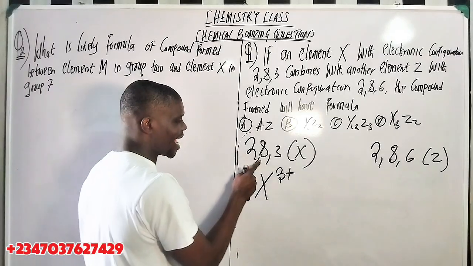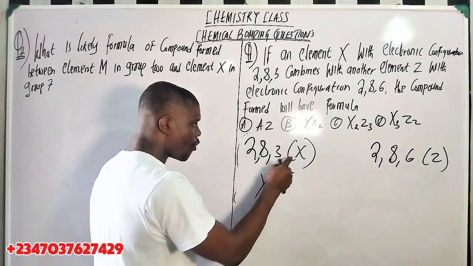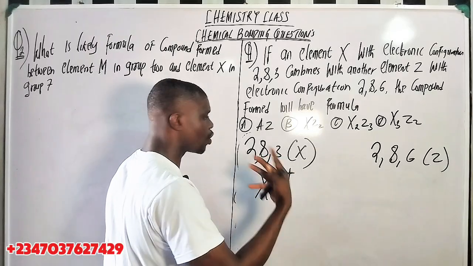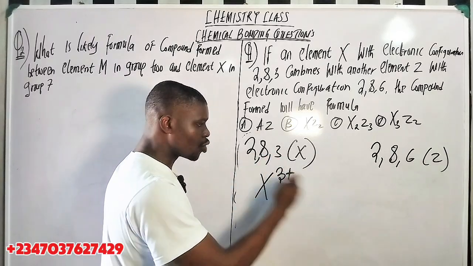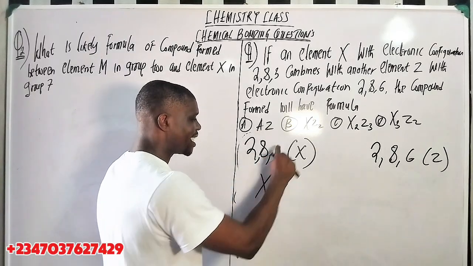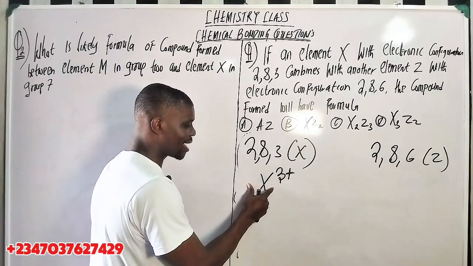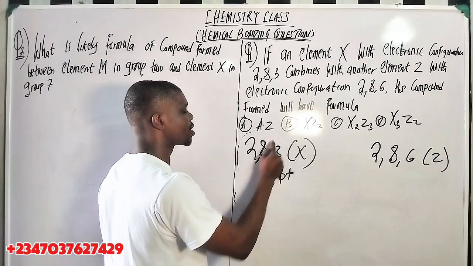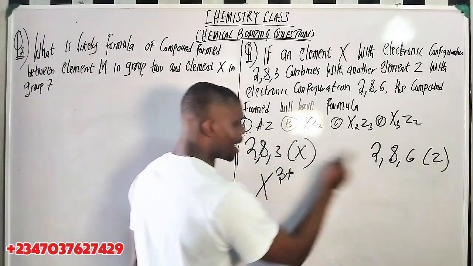So we already know that 2, 8, 3. The reason why elements or atoms combine is because they want to obtain the octet. So for this guy to obtain the octet, it will lose this one here. So that's why we have X. The oxidation state of this guy here is going to be 3+ because you're going to lose this one.